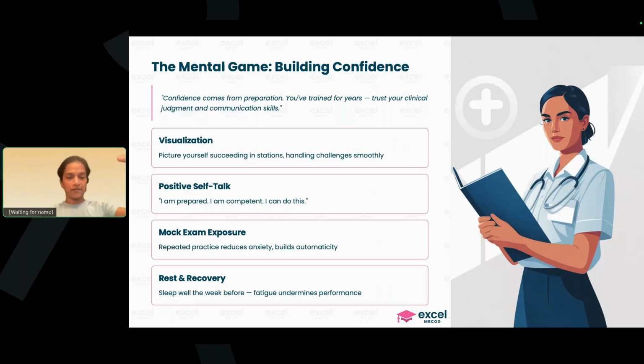So you have a vision. You need to have that dream that I will do it. Positive self-talk. Do not listen to people who would put you down. Say that I'm prepared. I'm competent. I can do this. And say it every day. You can put it on the board, the same board that I was referring to. Repeated practice will allay anxiety. It will build confidence. Sleep well in between your practice sessions. Don't keep on reading late night. That should not happen.